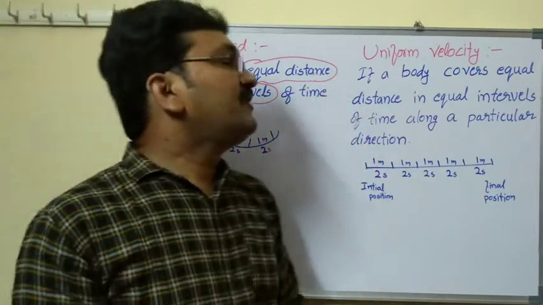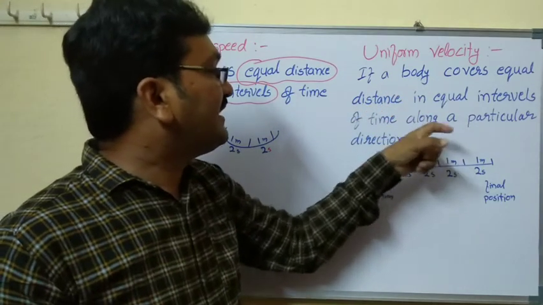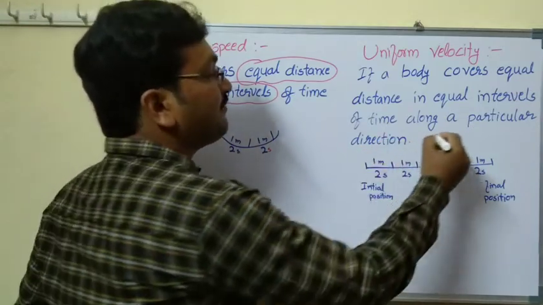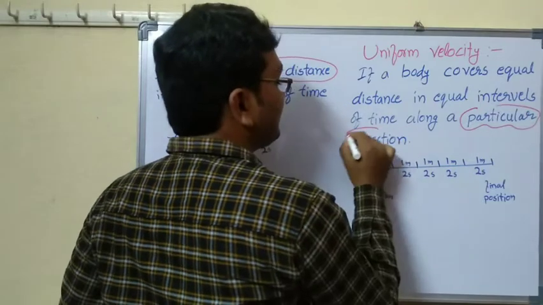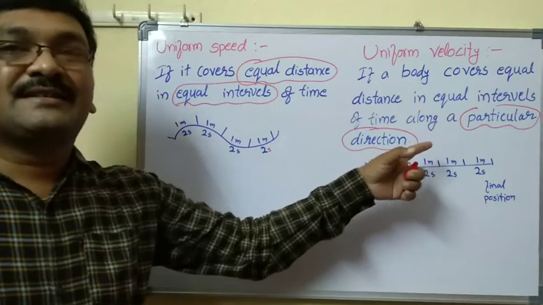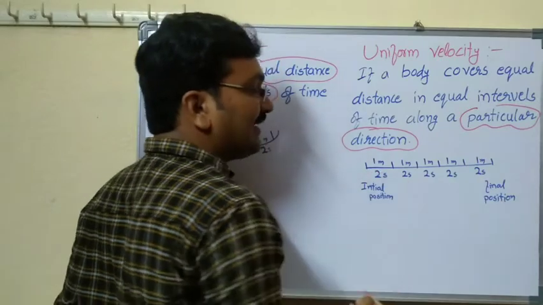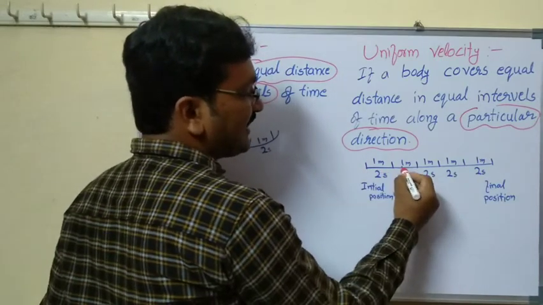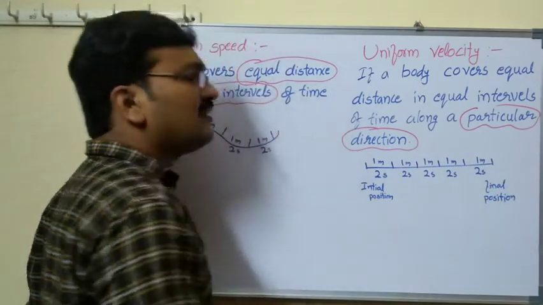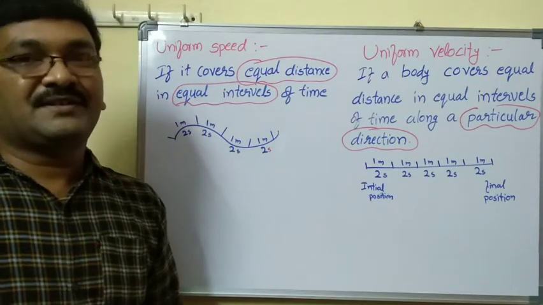If you go for uniform velocity, a body covers an equal distance in equal intervals of time along a particular direction. See, particular direction. You must remember this word. Both look the same, but here the direction is considered and there the direction is not considered. Here it looks like a straight line, and each step is 1 meter in 2 seconds, from initial to final. So this is uniform speed and uniform velocity.